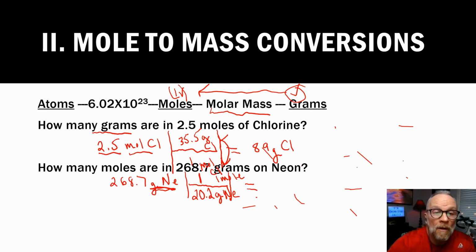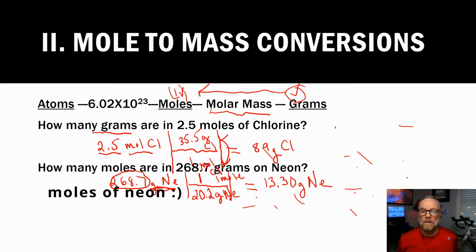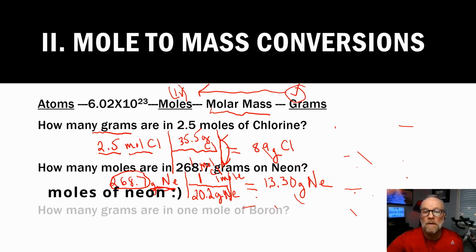Okay, following along, we got 1, 2, 3, 4 significant figures, so we'll have 4 in our answer. So it's 13.30. So that'd be 4 significant figures. Grams of neon. Very good, very good. Do we have another one?